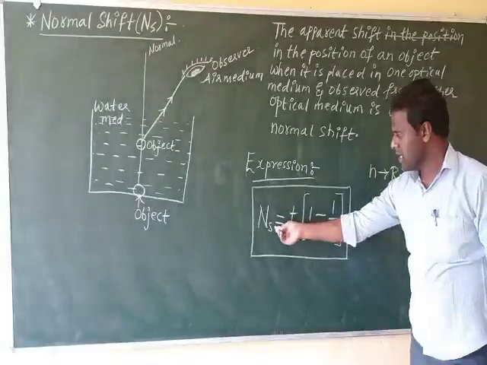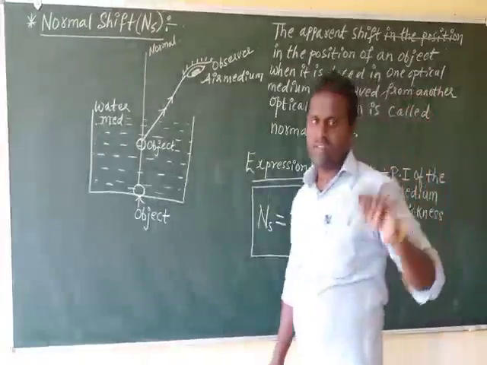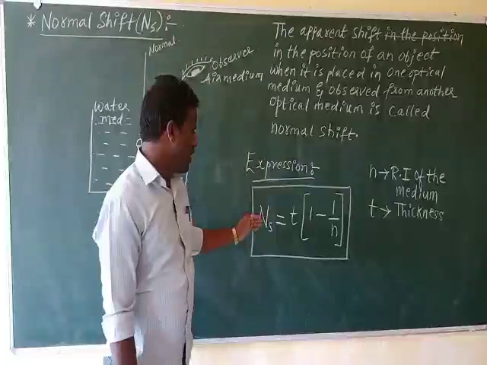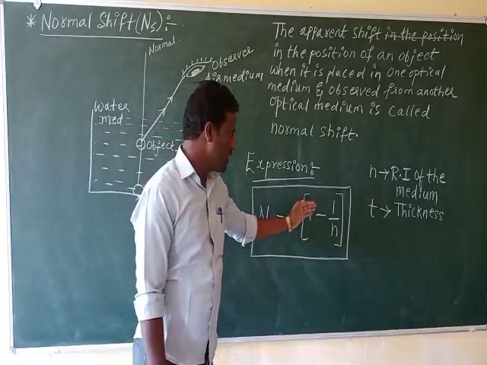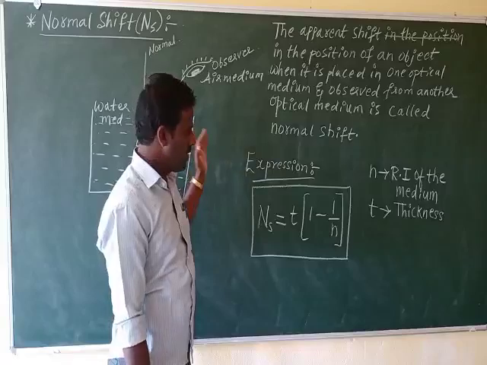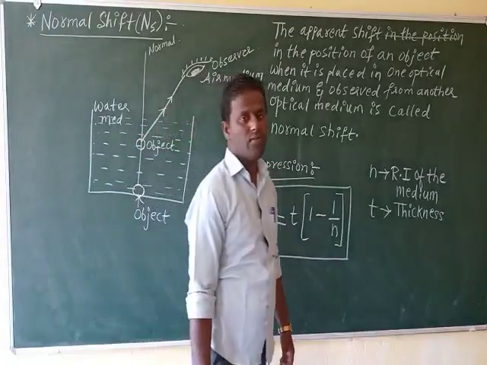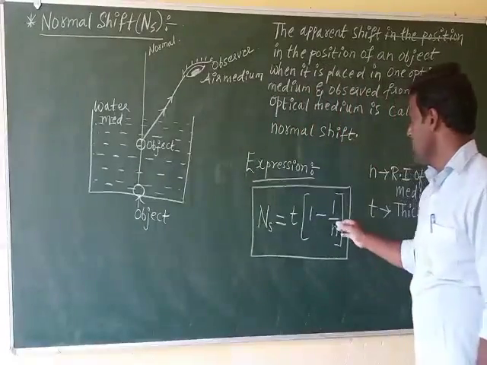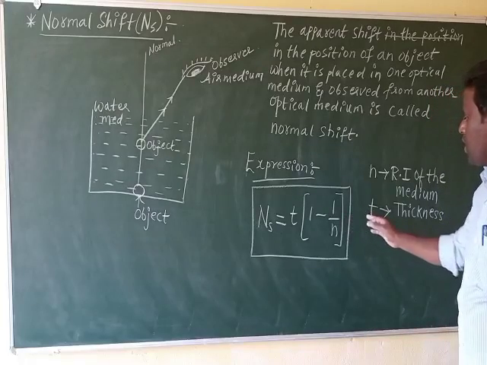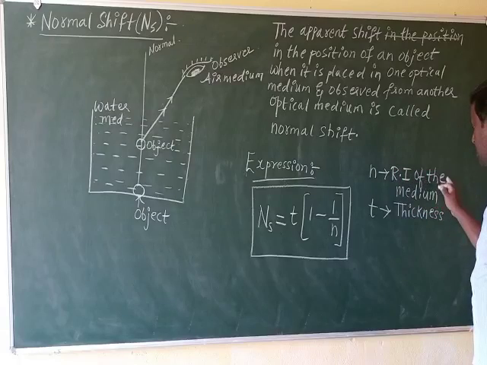What is the expression here? NS equals T into (1 minus 1 by n). Lateral shift was LS equals T sin(I minus R) divided by cos R. So normal shift is T into (1 minus 1 by n), where T is the thickness of the tank, the water tank, and n is the refractive index of the medium. What is the formula for normal shift? NS equals T into (1 minus 1 by n), where n is the refractive index of the medium and T is the thickness.